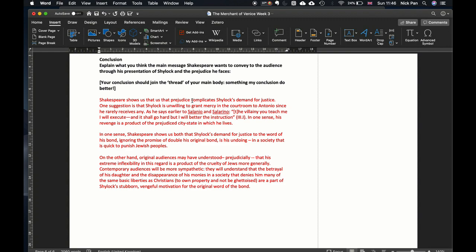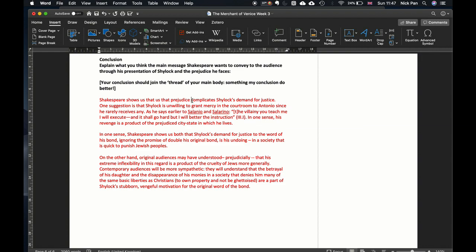One suggestion is that Shylock is unwilling to grant mercy in the courtroom to Antonio, since he rarely receives any. As he says earlier to Solanio and Salarino, "the villainy you teach me I will execute, and it shall go hard, but I will better the instruction." In one sense, his revenge is a product of the city-state in which he lives. So, in the one sense, we've seen Salarino and Solanio exhibit a certain amount of prejudice to him, both when he's there and he's not there. But, in one sense, Shylock dispenses it back at them as well, through his stubbornness.